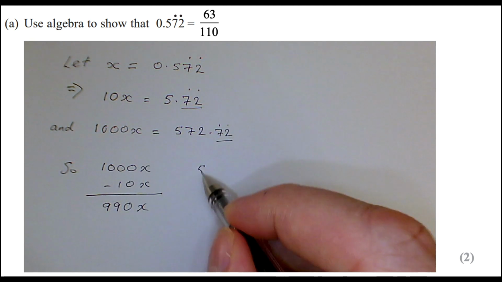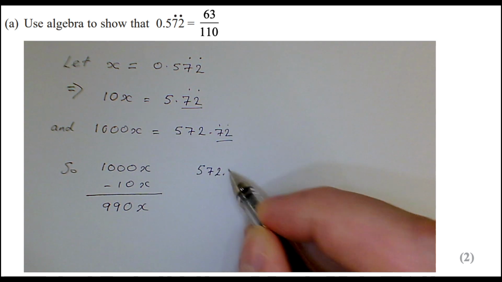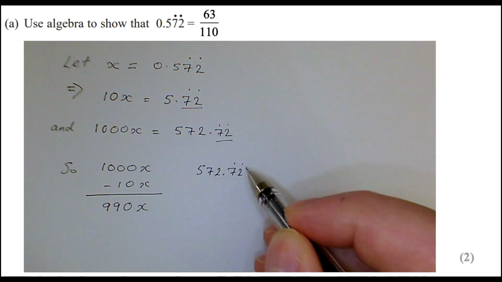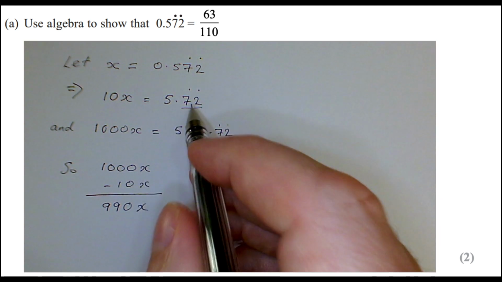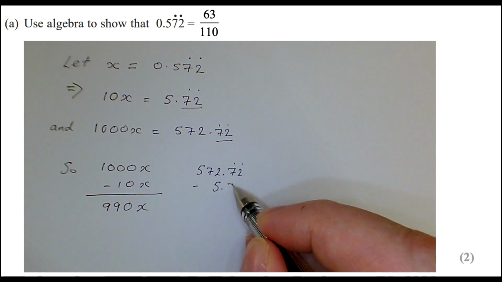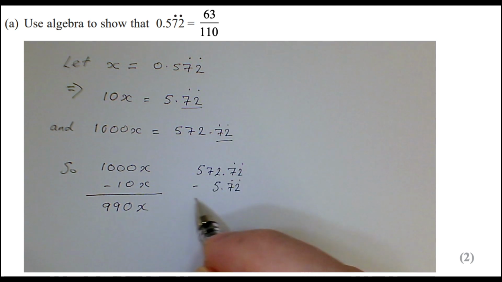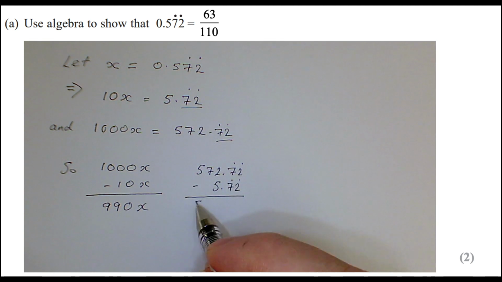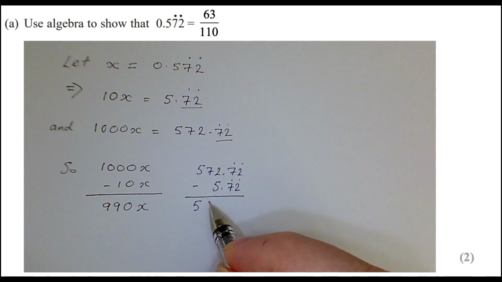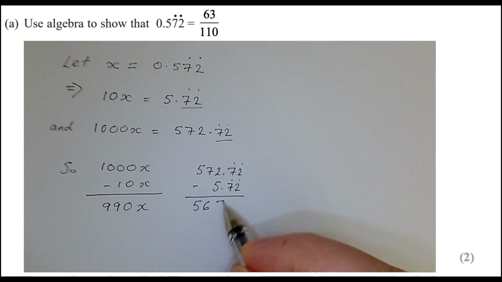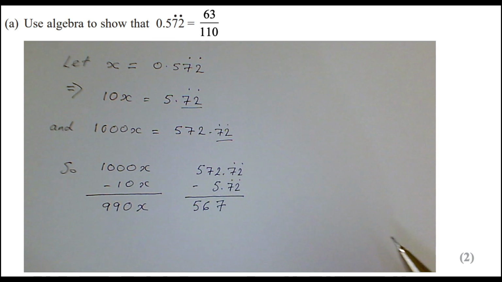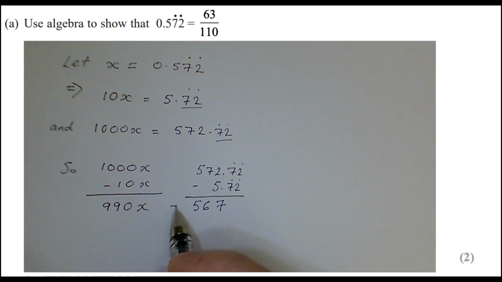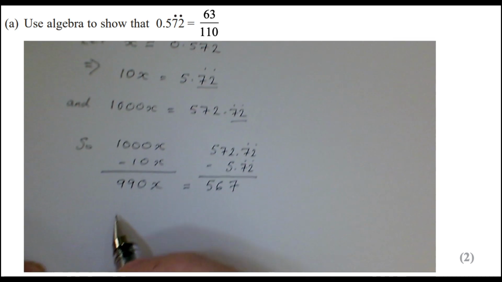And so what is 1000x? 1000x is 572.72 recurring. And what is 10x? Well, 10x is 5.727272 recurring. And so now if I take one away from the other, you see that horrible ending goes away? I'm left with 567, which tells me that 990x is the same thing as 567.